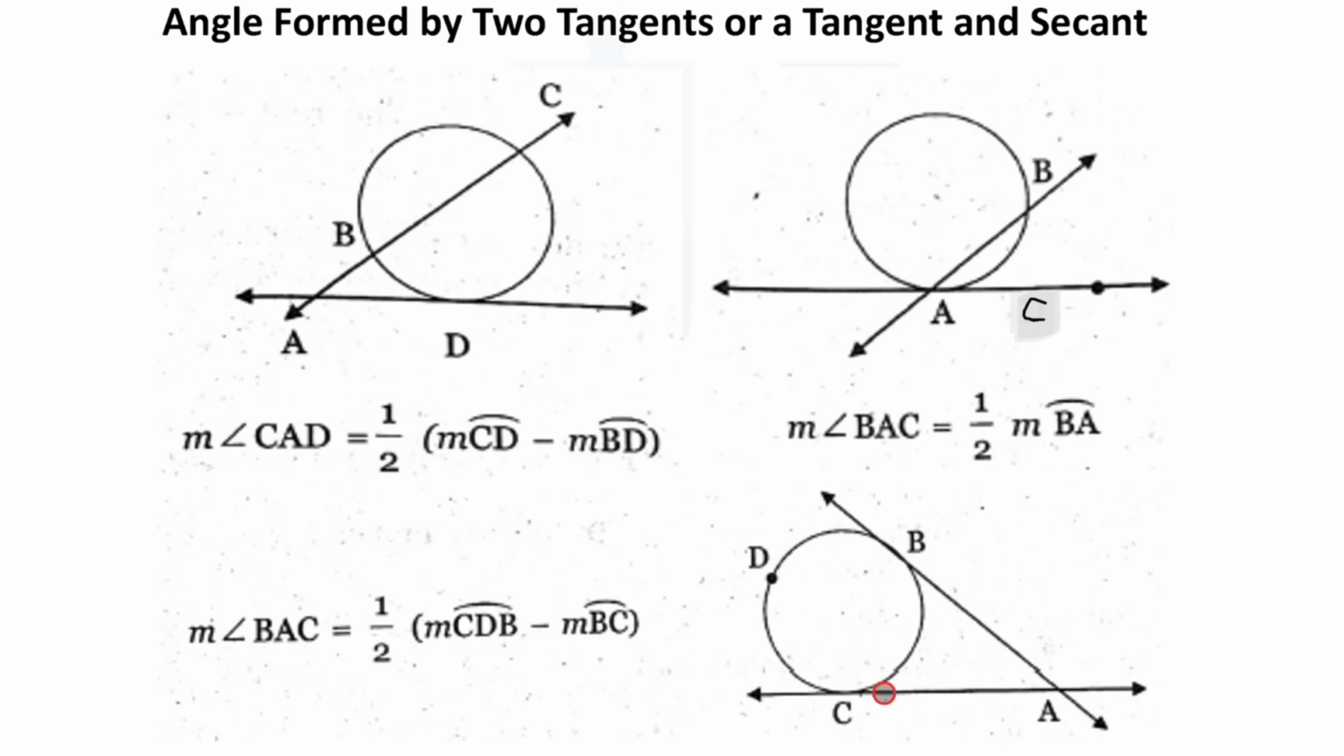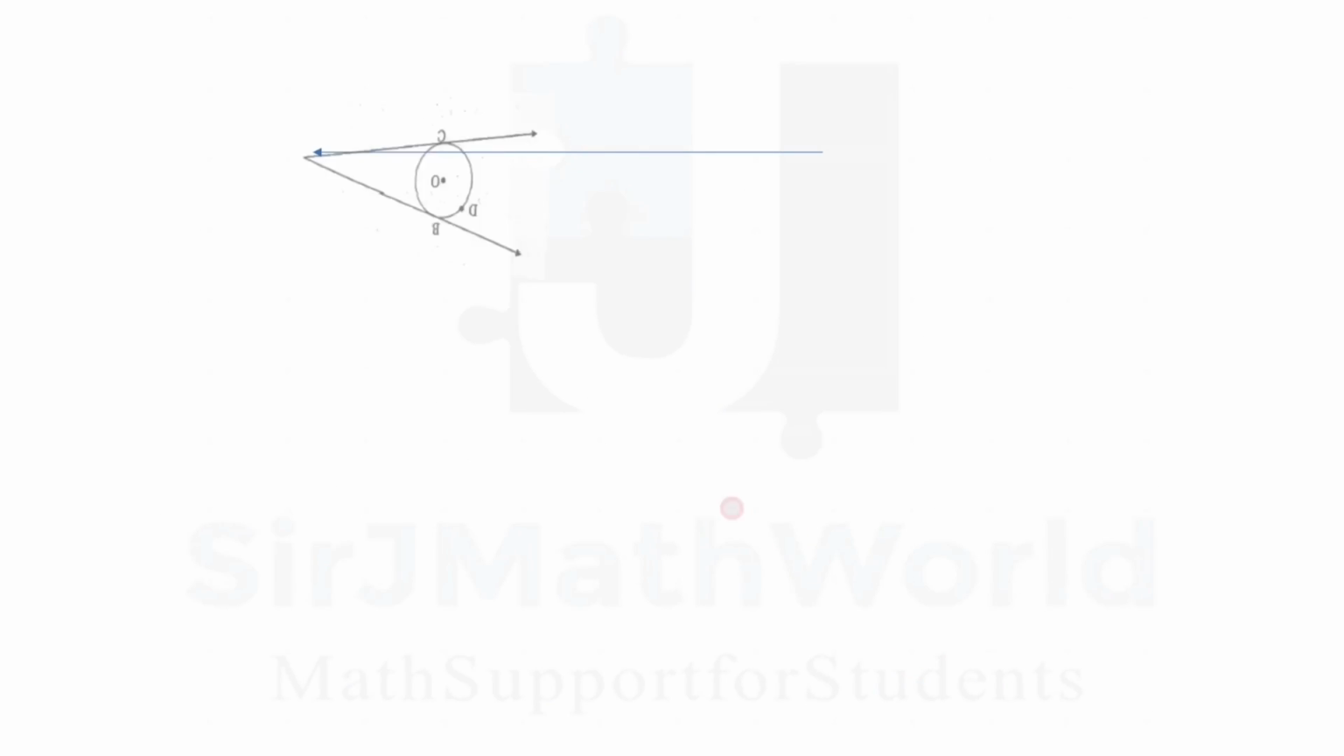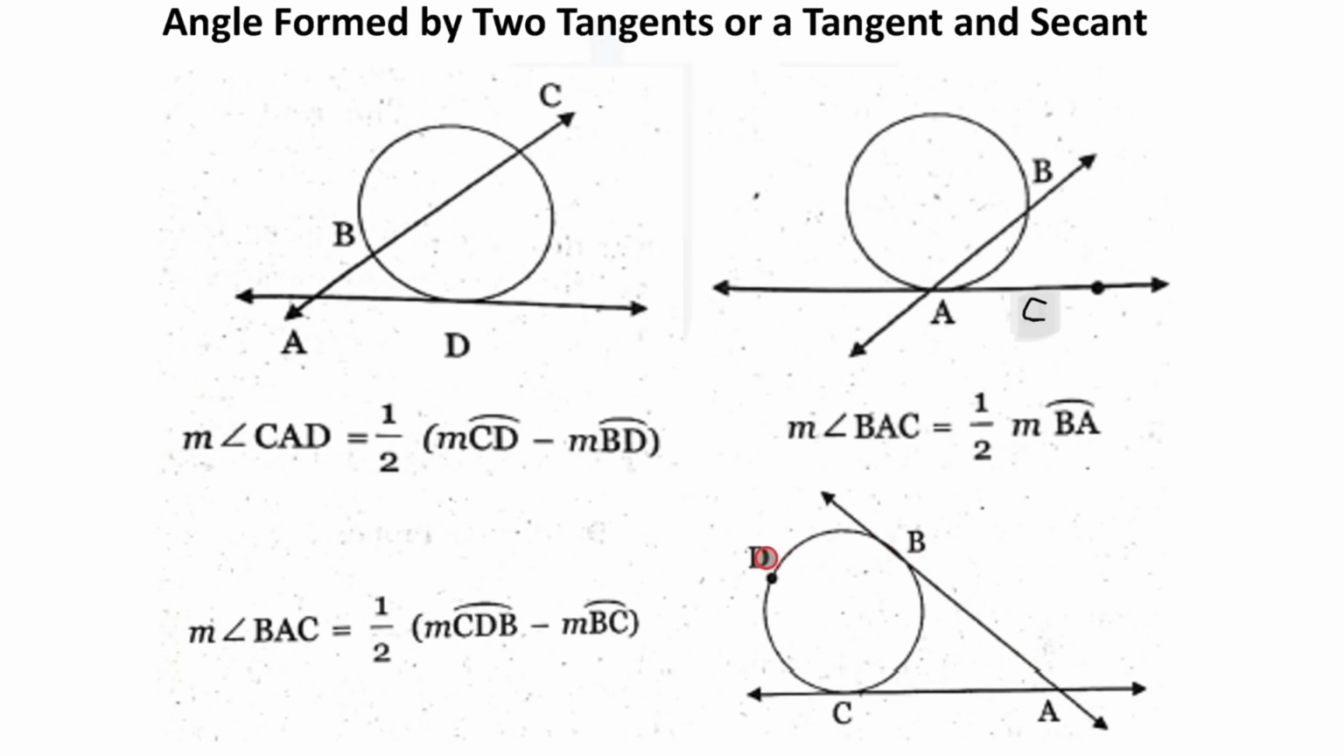The third kind is tangent and tangent. So two tangents. We have BA as the first tangent, CD as the second tangent. They intersect outside. So in this case, the measure of angle BAC is equal to 1/2 of the outer, which is CDB, minus the inner again. So this will be the formula.